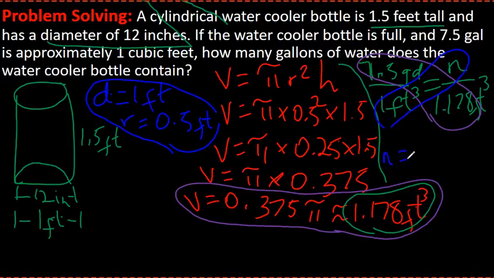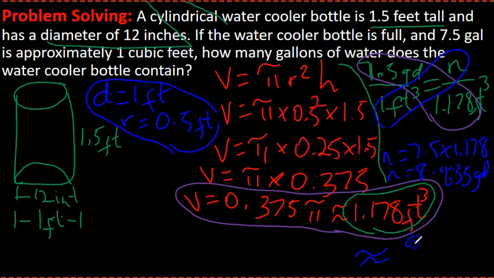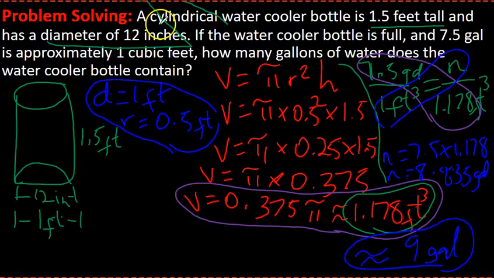So n times 1 is n, so we multiply 7.5 times 1.178. And what would that be? That would be about 8.835 gallon, which would be approximately 9 gallon if you want. Approximately 9 gallon. Okay. Alrighty. Simple.